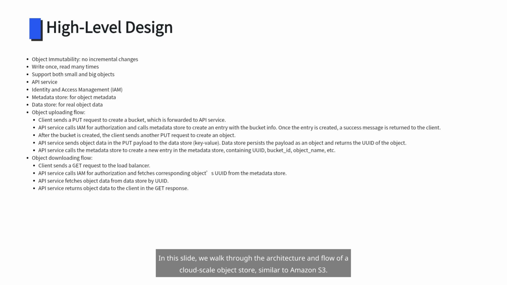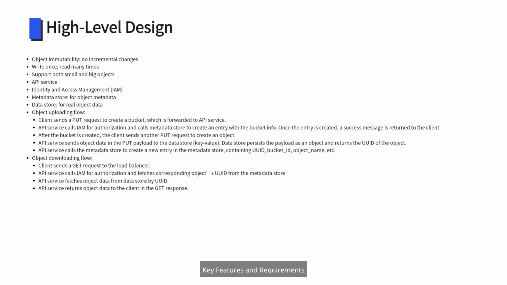In this slide, we walk through the architecture and flow of a cloud-scale object store, similar to Amazon S3. The core principles driving the design are object immutability and write-once, read-many semantics. That means once an object is written, it is never modified in place, ensuring consistency, integrity, and simplified replication. Key features and requirements: the system must support both small and large objects efficiently, for instance, a few kilobytes of logs or several gigabytes of video content.